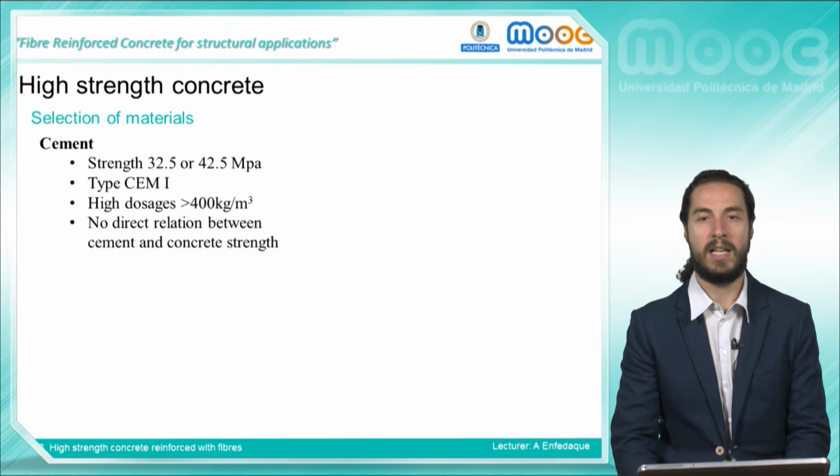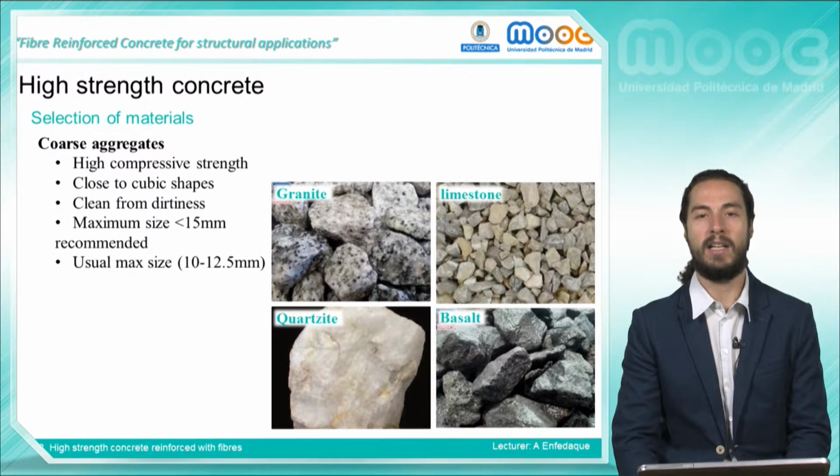And finally, as could be observed in the last slide, there is no direct relation between the cement strength and the compressive strength of the concrete. Regarding the aggregates used, it has to be said that the coarse aggregates should have at least the desired compressive strength of the concrete formulated.